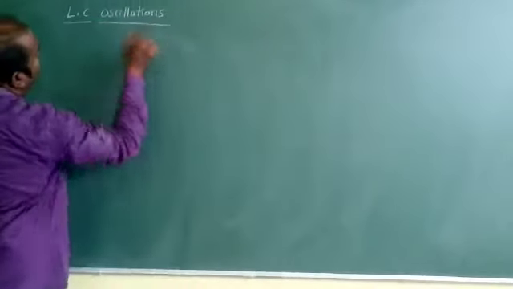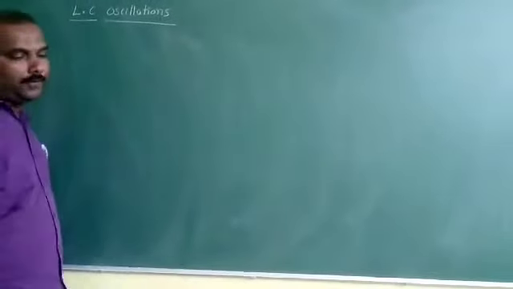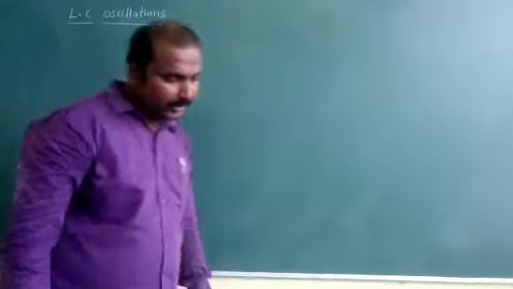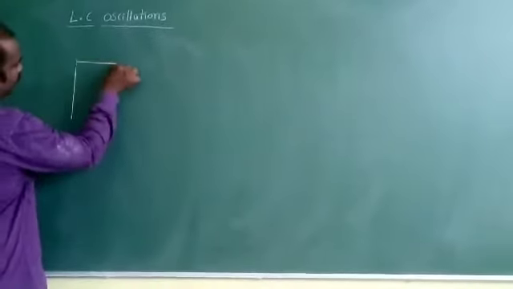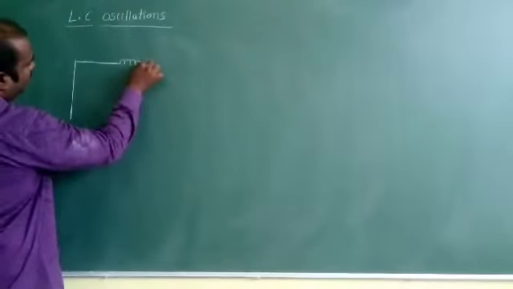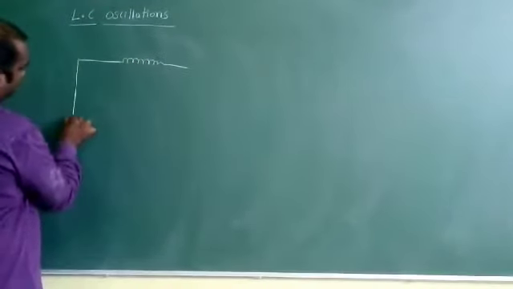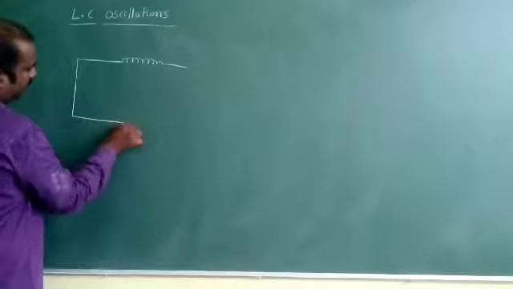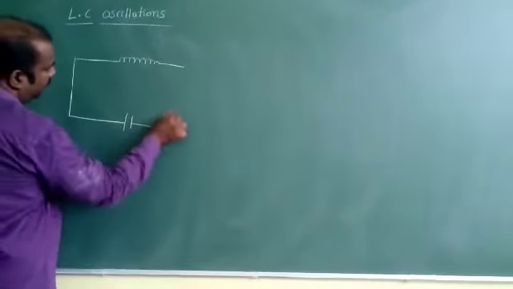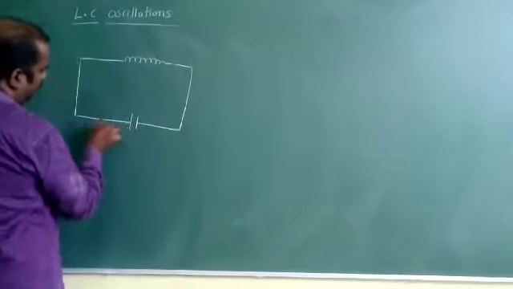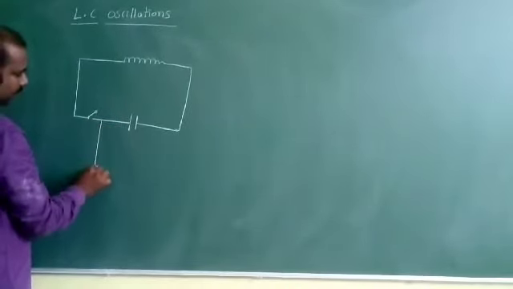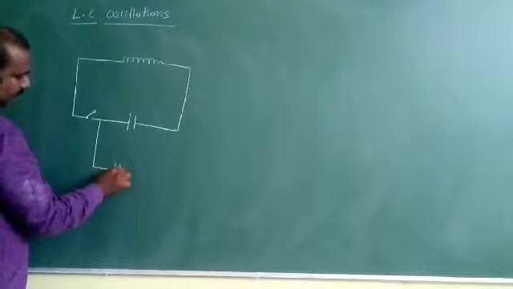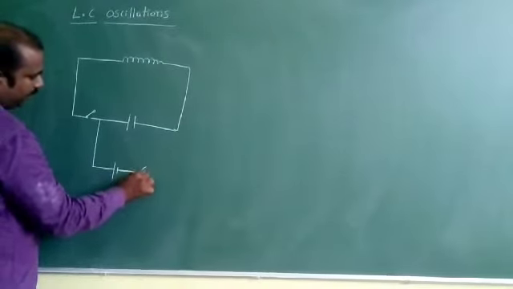LC oscillations. For this, I am taking a diagram like this. This is the inductor. It is connected to one capacitor. Here one plug key is there, K2. For this, one cell is there, and again here one more key is there.